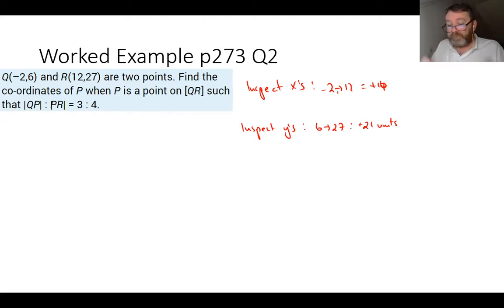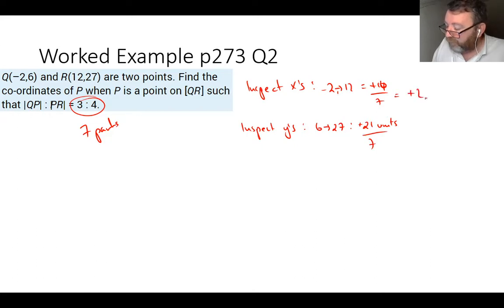Now, what's my ratio? My ratio is 3:4. Meaning what? Meaning that there are 7 parts in this division. Okay, so therefore you take both of the differences and divide them by 7, which gives plus 2 here for the x's and plus 3 for the y's. So therefore every division on the x's is going to be 2 units.